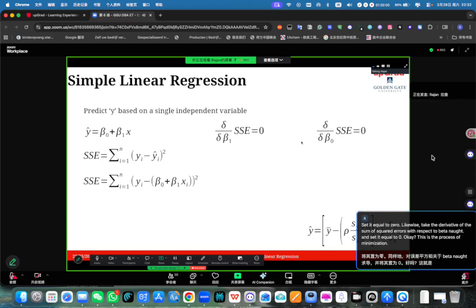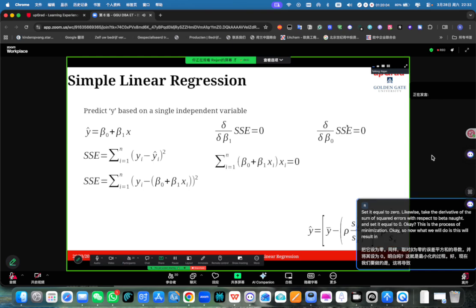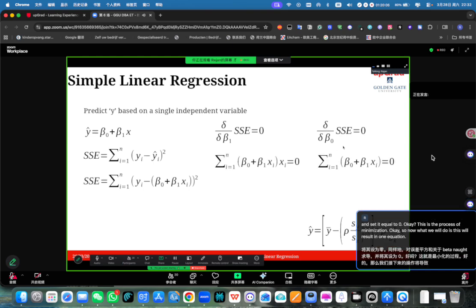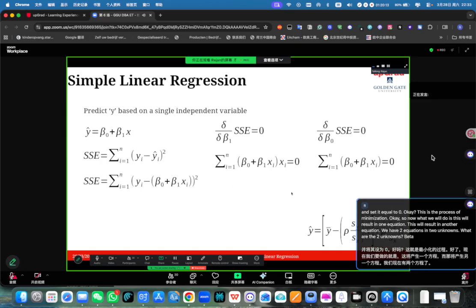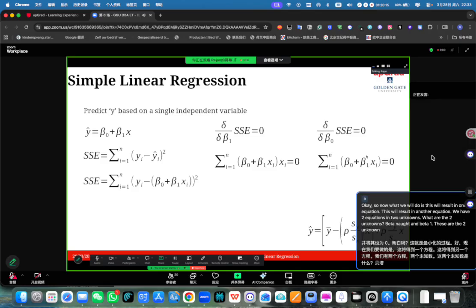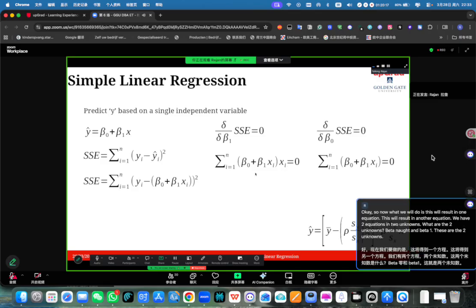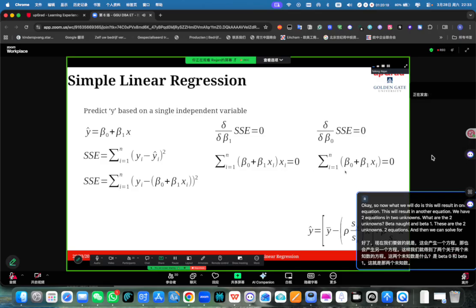Okay, so now what we will do is this will result in one equation. This will result in another equation. We have two equations in two unknowns. What are the two unknowns? Beta naught and beta 1. These are the two unknowns, two equations, and then we can solve for these two variables.